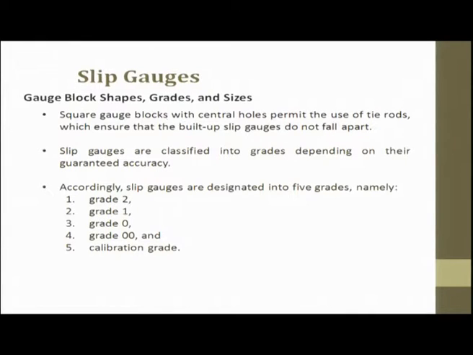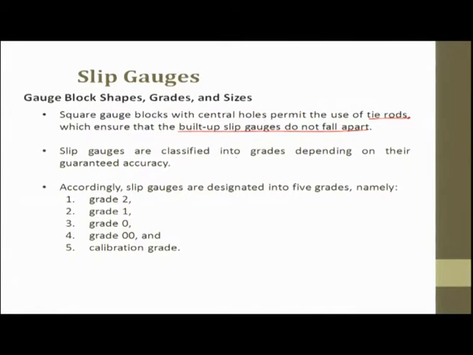The square block with center hole permits the use of tie rods, which ensure the built-up slip gauges do not fall apart. Tie rods are basically a rod in between, and at the extreme ends you have 2 nuts or 2 spacers or 2 stoppers.